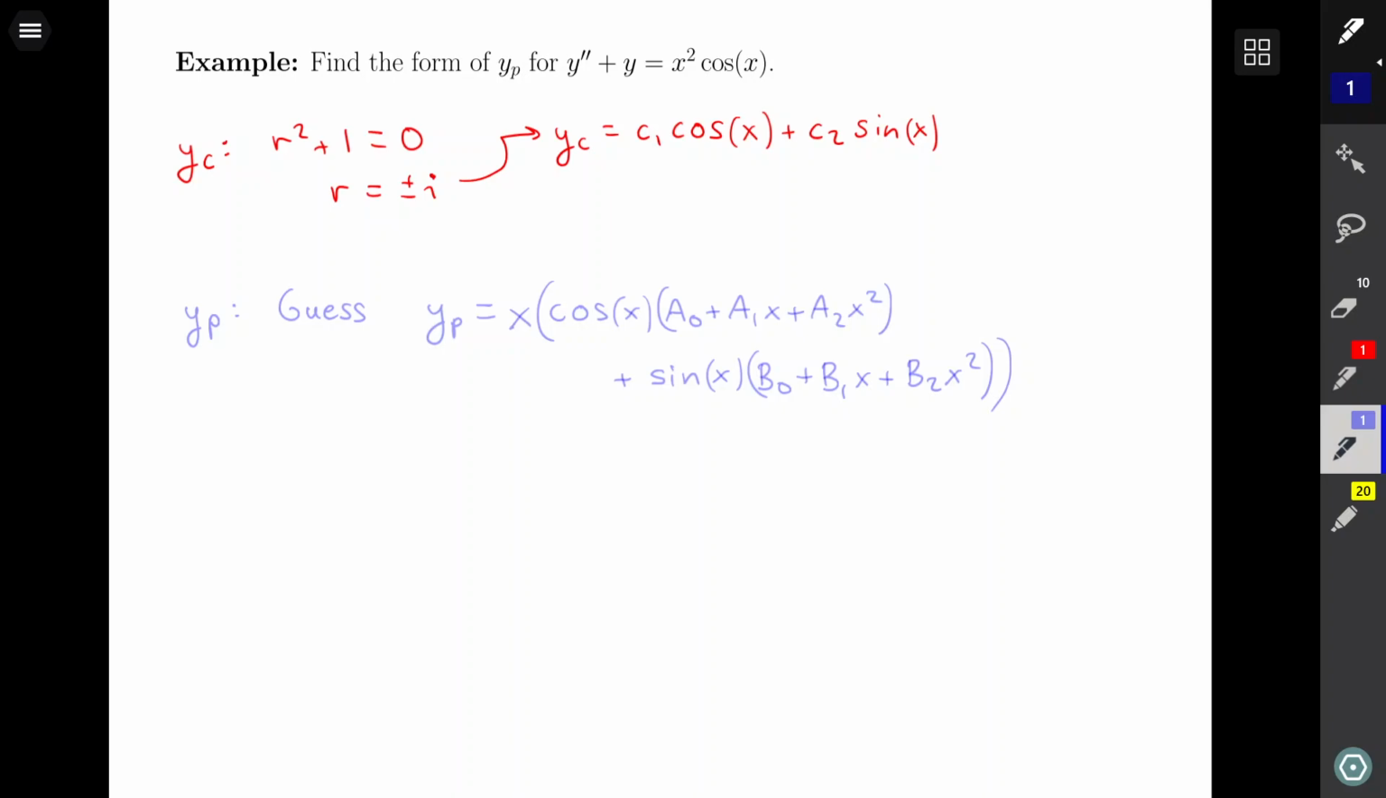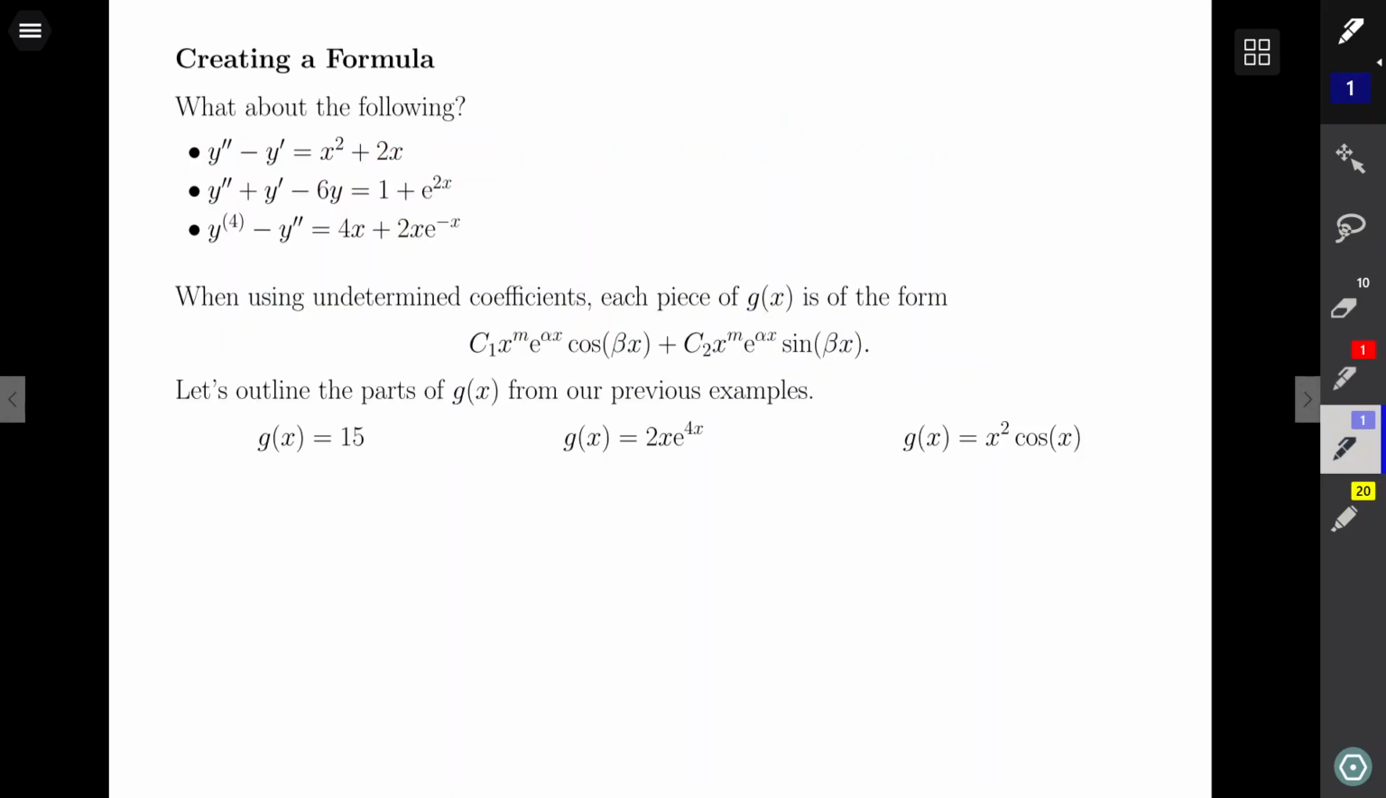It's another situation like dealing with repeated real roots for the linear homogeneous constant coefficient differential equations. You throw an extra power of x in there, and then it works. So let's try to create a formula for this. That's what everybody wants, right? What about the following differential equations?